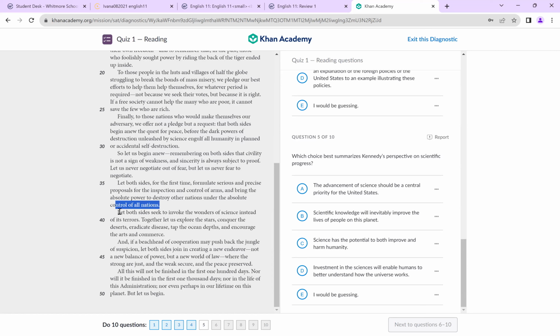So here it is. It's here in 40, so line 40, roughly 39, 40, right in there. He's literally describing NASA, because let's explore the stars, conquer the deserts, the ocean depths. Okay. D. I think D is the answer for this, yes. Okay.